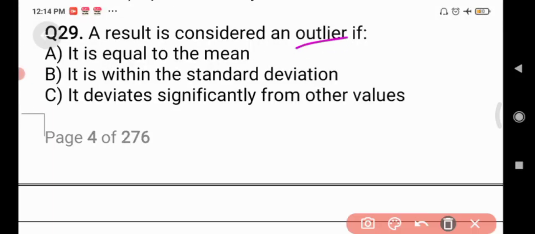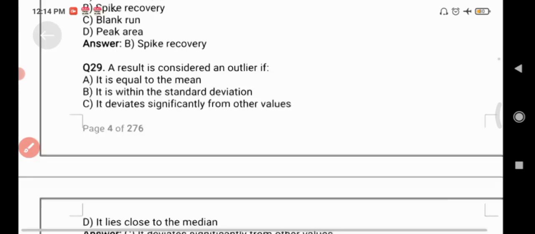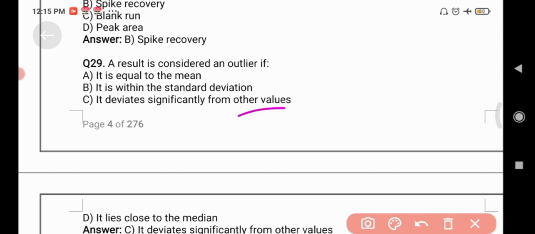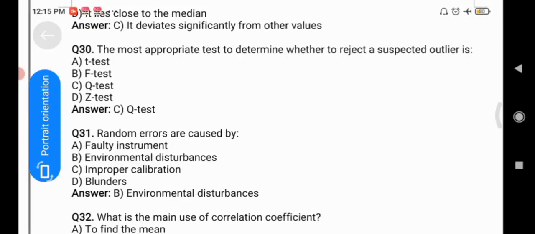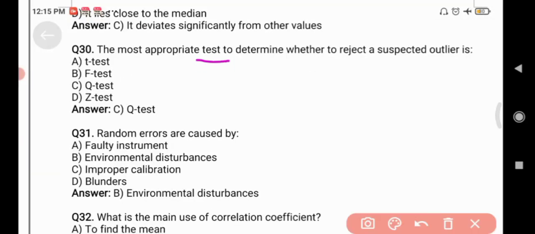A result is considered an outlier if, answer is option C, it deviates significantly from other values. The most appropriate test to determine whether to reject a suspected outlier is, answer is option C, Q test. Random errors are caused by option B, environmental disturbance.